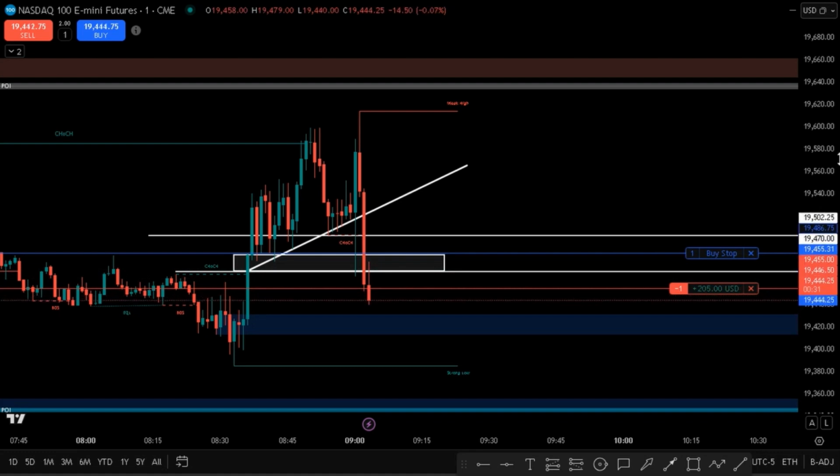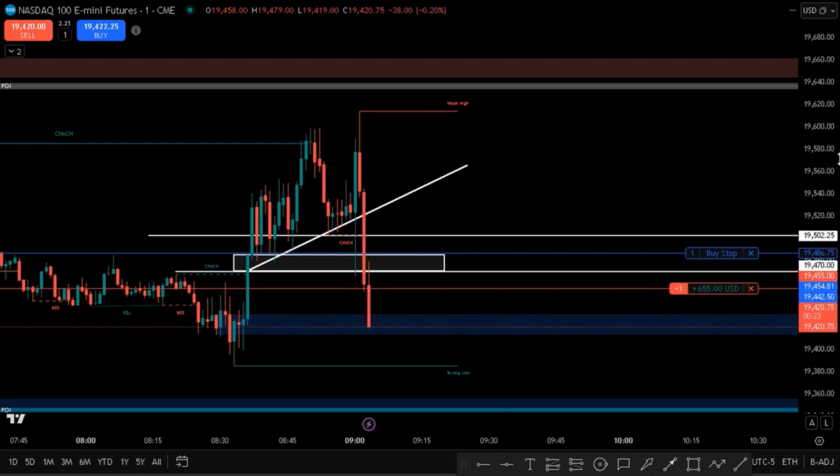I will probably be looking for price to get down to around 19,380 to 360. That will be the area I'll be looking to take profit. See if we can break through this support here.